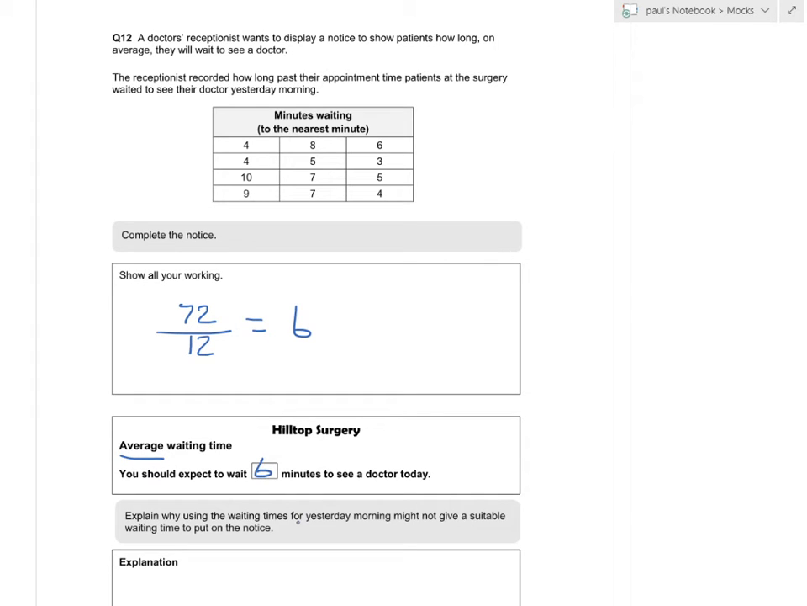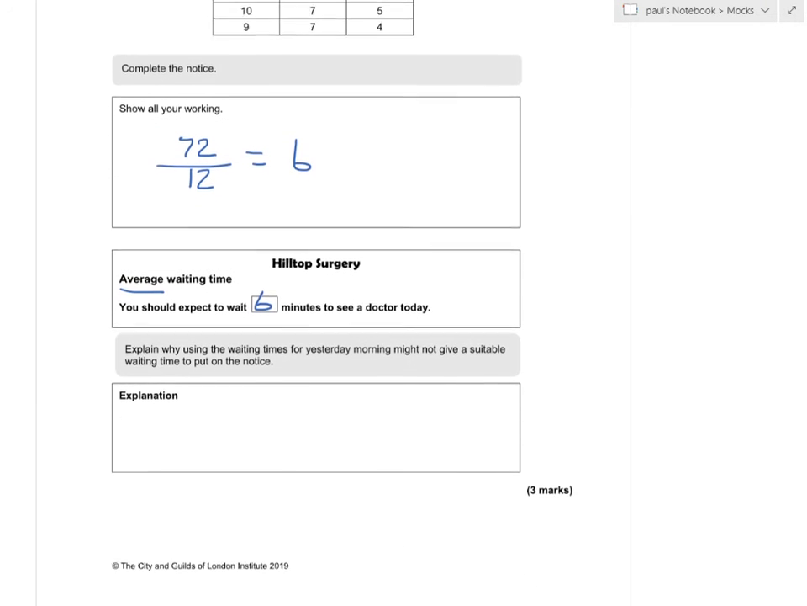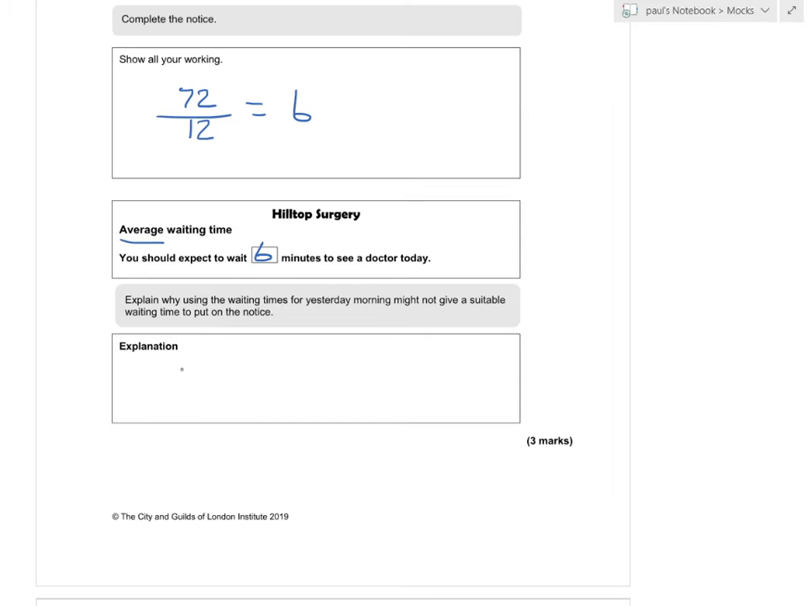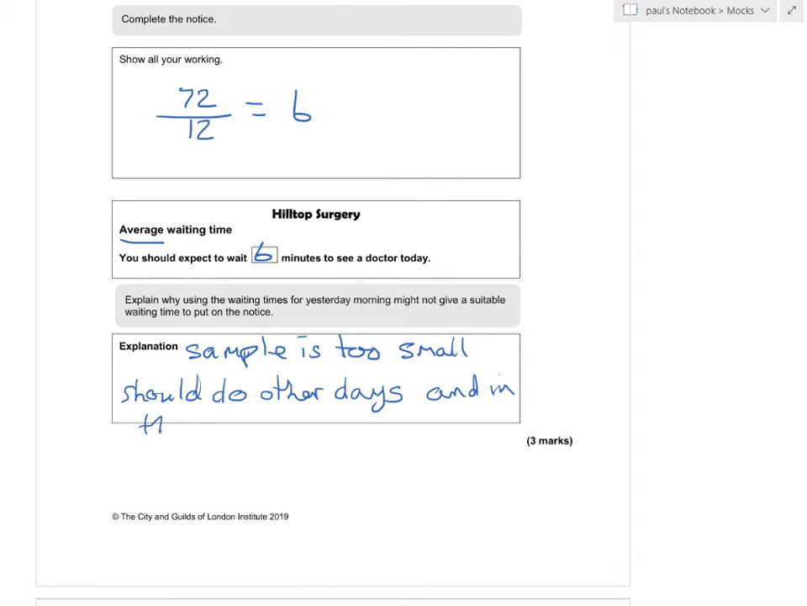Explain why using the waiting times for yesterday morning might not give a suitable result. Well, it's only one morning. Should have done it every day of the week. So we'll say that the sample is too small. Maybe should do other days and in the afternoon.